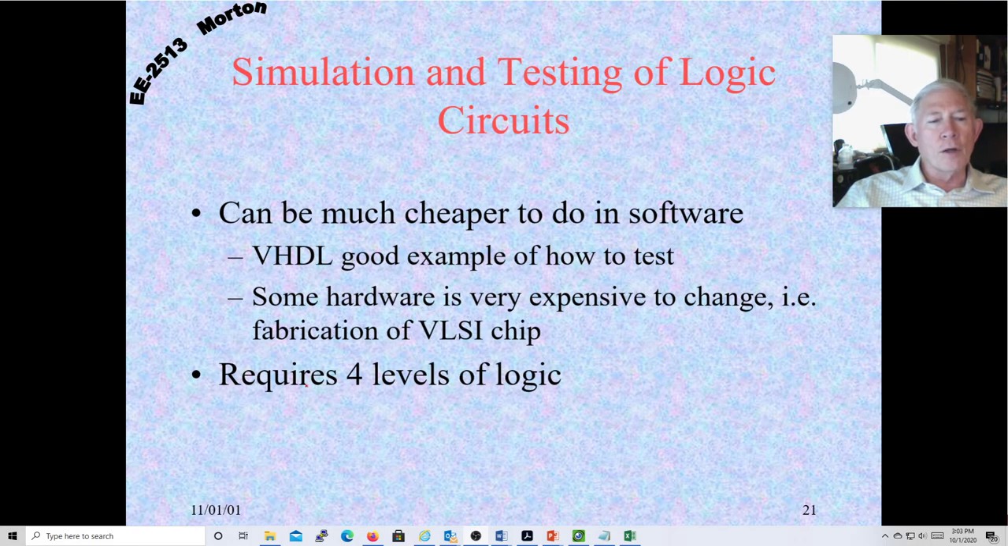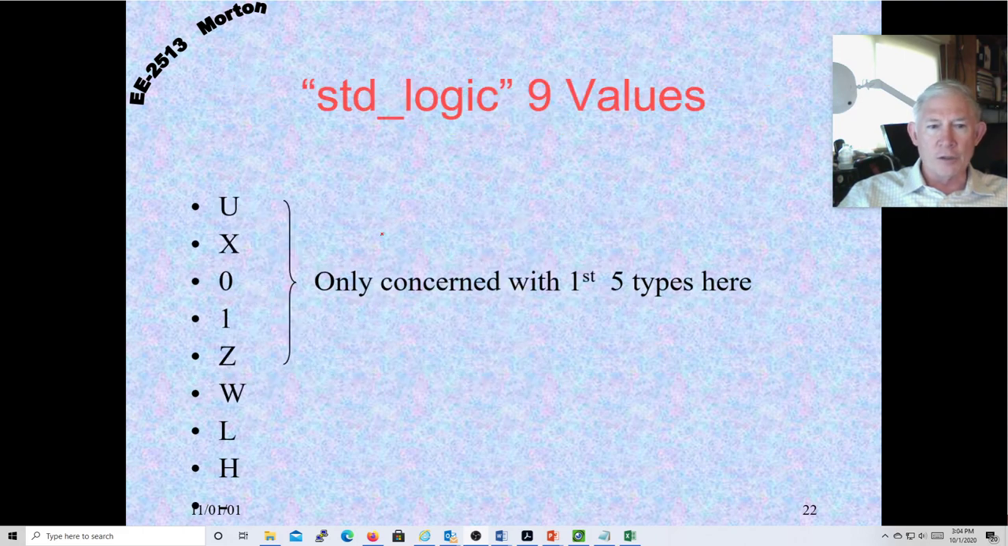As part of this, we talk about four levels of logic in our simulations. In VHDL, we have an IEEE standard of 9 values, of which we really only use 5. In Verilog, we really only have 4. The 5 that we use commonly in VHDL, and we pretty much ignore the other 3, are the uninitialized, unknown, logic false or 0, logic true or 1, and disconnected or high Z state.